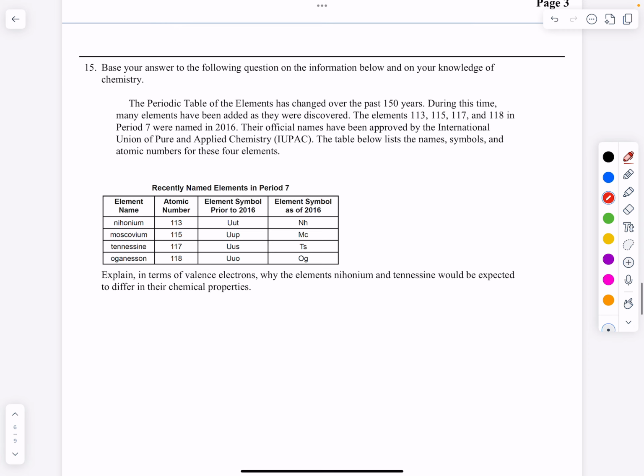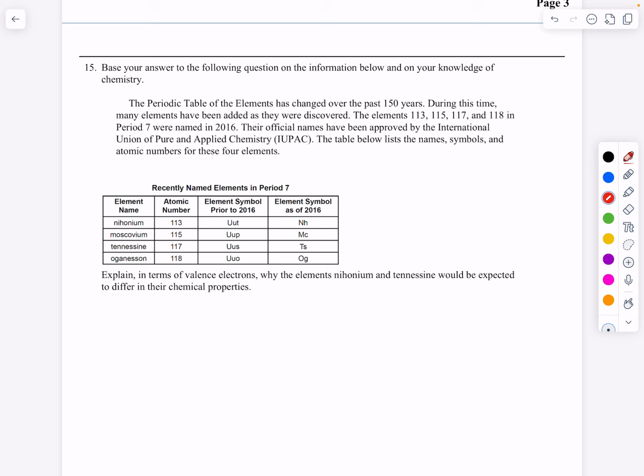The periodic table of elements has changed over the past 150 years. During this time, many new elements have been added. Their official names have been approved. I think I'm going to be more interested in this table here, where I'm given the element names, the atomic number, the prior symbol, and their new symbol.